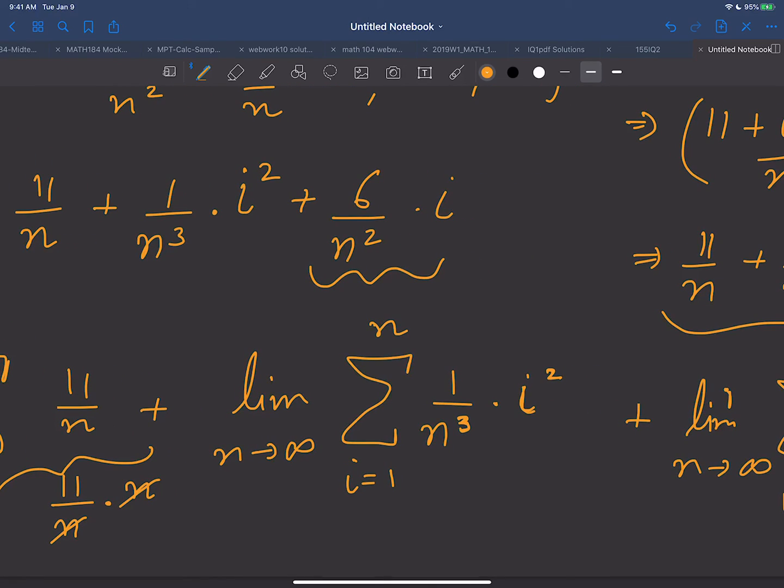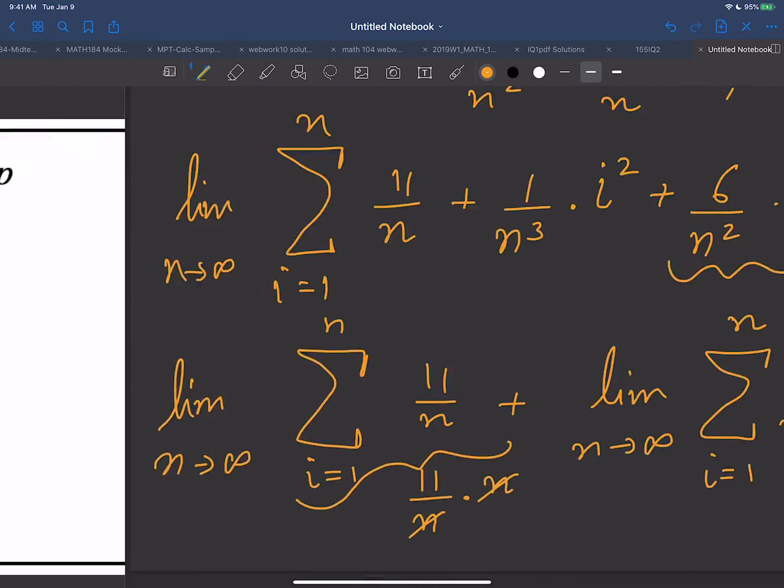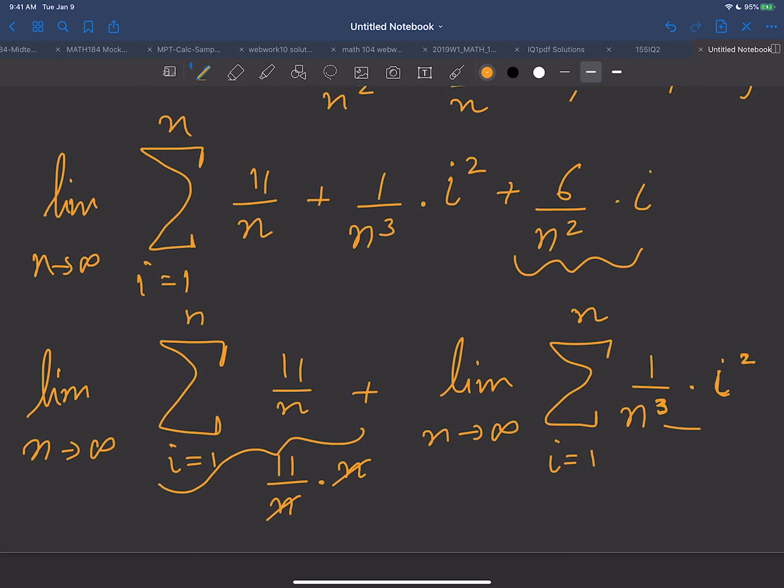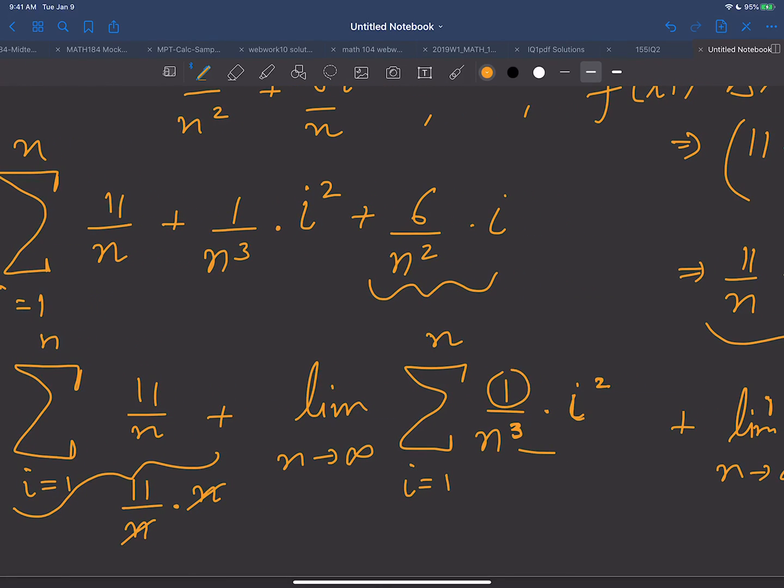The second portion you're going to get is for the i squared here. So if you look at this shortcut formula that we talked about, for i squared, it's just whatever the k value is divided by n to the power. Or else you can remember it this way: whatever the k value here is, in this case it's 1, divided by the power of n, that's 3.